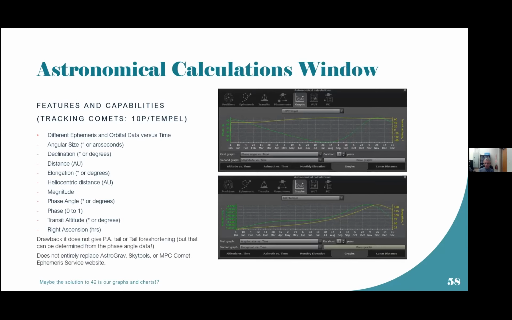It doesn't give the position angle of the tail or the tail foreshortening, how the tail looks with respect to Earth, but you can get that from the phase angle. The phase 0 to 1 deals with the phase of the moon. The transit altitude as it goes across the meridian, but you can use astrograph or sky tools to get that extra data, or use the Minor Planets Comet Ephemeris Service website if you don't want to pay. If you don't want to pay for these programs here, astrograph is very good at using that. Sky tools primarily for tail foreshortening, but it doesn't do it for all the comets.